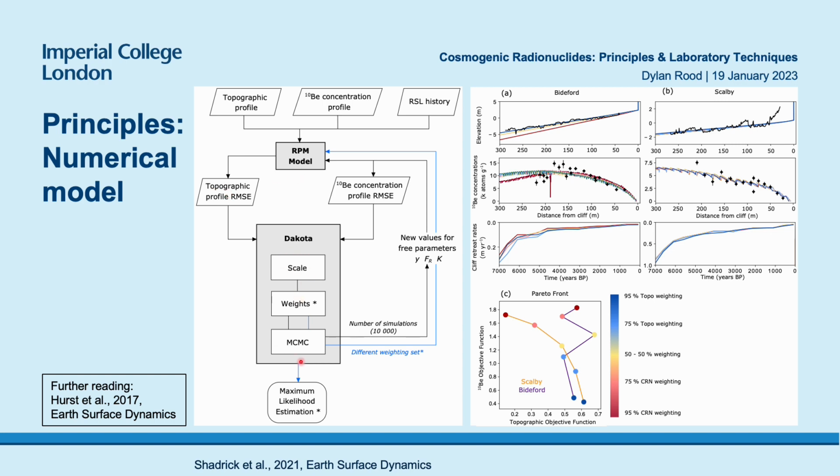And we've been using this Dakota software package to do this optimization, and without going into the gory details, we get a maximum likelihood estimation out of this. And so what you can see here on the right is the outputs of this RPM model for two sites in the UK. This is basically showing the optimization, the most likely estimate results for both Biddeford and for Scalby, using a variety of weightings of topographic versus beryllium-10 in the optimization to form this Pareto front. I'll leave that at that, but I'm happy to talk about this more in the breakout session.